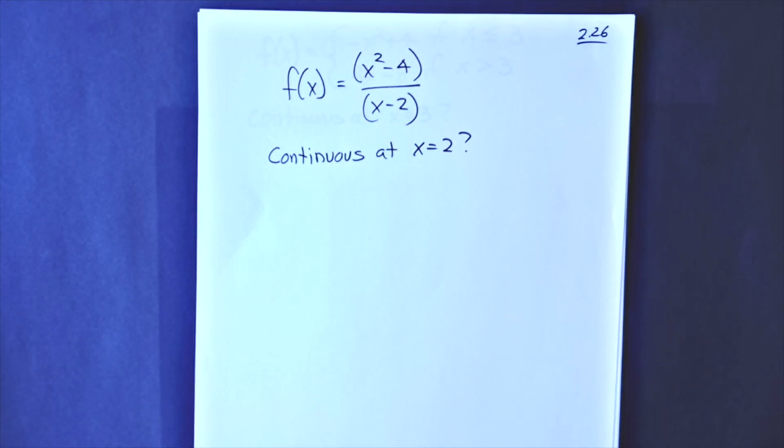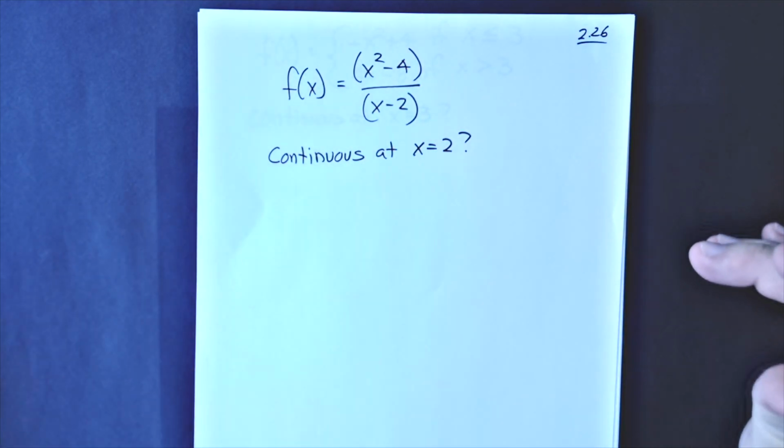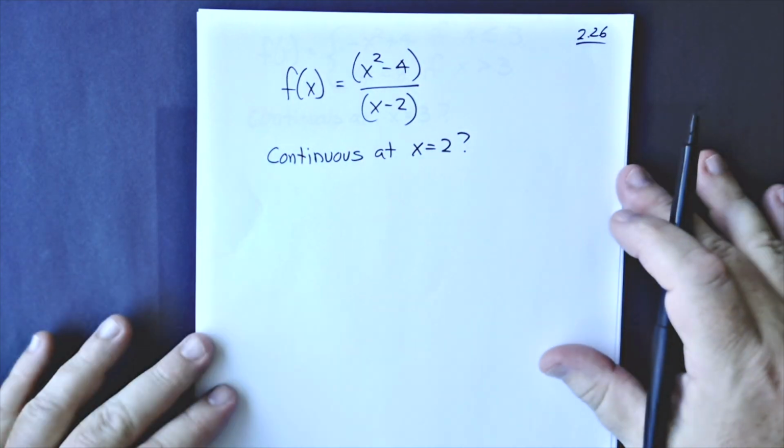All right, friends, let's look at some examples in determining continuity. So in this case, we're just going to test for it. We're not going to label what kinds of discontinuities. We'll do that in a minute. Right now, we're just going to talk about checking our three tests. So here's our first example.